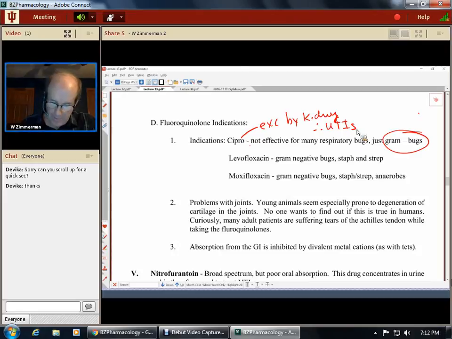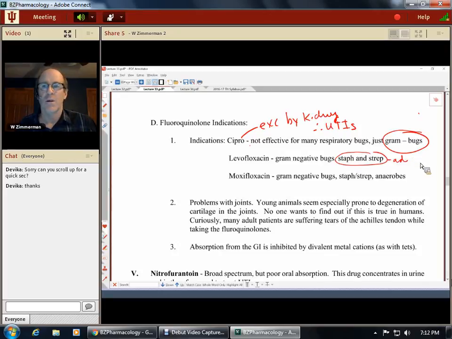Levofloxacin picks up some of these gram positives. These are added. So we start looking at staph and strep, Haemophilus influenzae. We start thinking respiratory infections. And then with moxifloxacin, we pick up the anaerobes. So we get gram negative, gram positive, and we pick up some anaerobes.